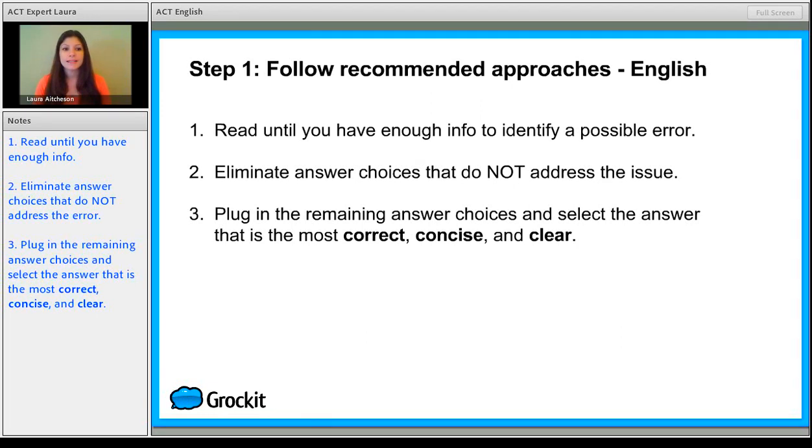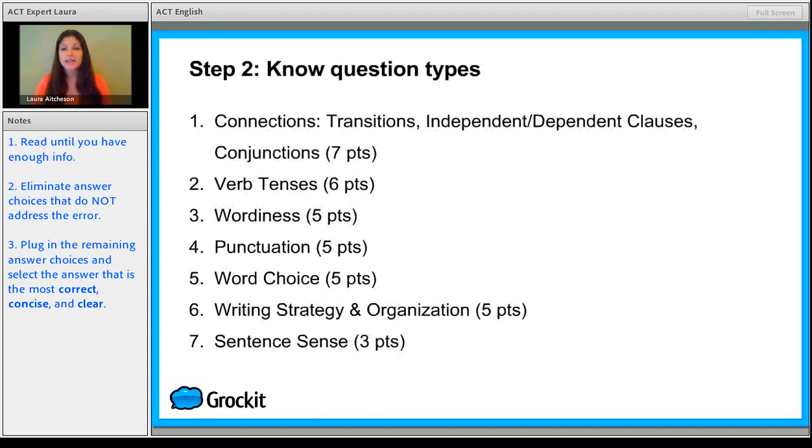So this method is going to come into play for every question that you see, and we're going to show you how to use it when you're looking at particular topics. All these question types are sprinkled throughout the test. So it's not like you're going to have 7 points worth of conjunctions, transitions, and independent clauses right off the bat. They're going to be sprinkled throughout, although we can tell you with writing strategy and organization, those usually come towards the end of the essays. So the last couple of questions are going to ask you about paragraphs and adding information or deleting information. For everything else, though, you're going to find them everywhere.